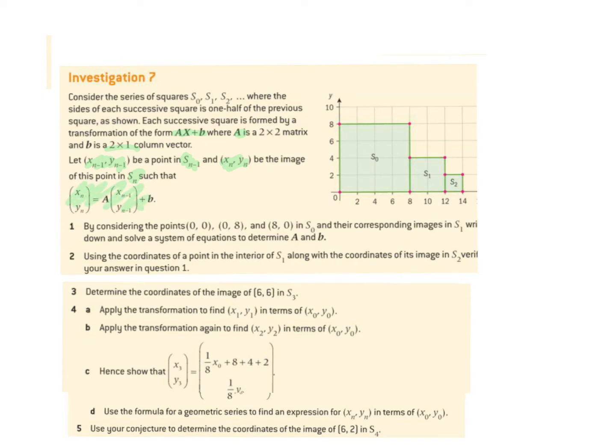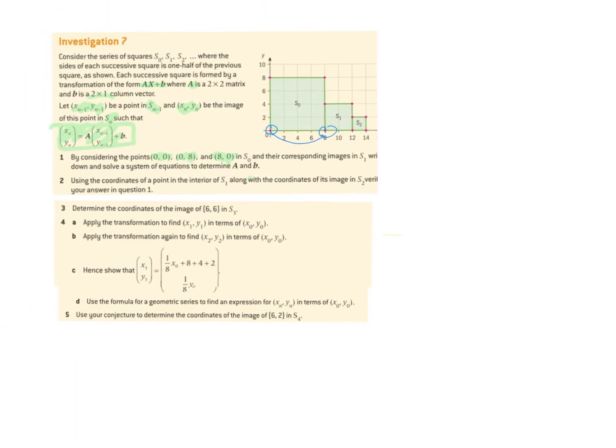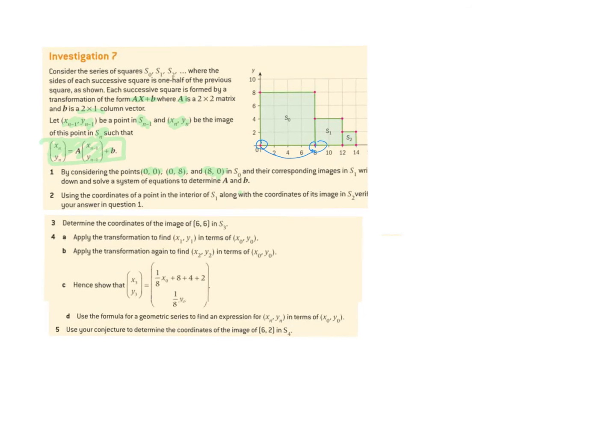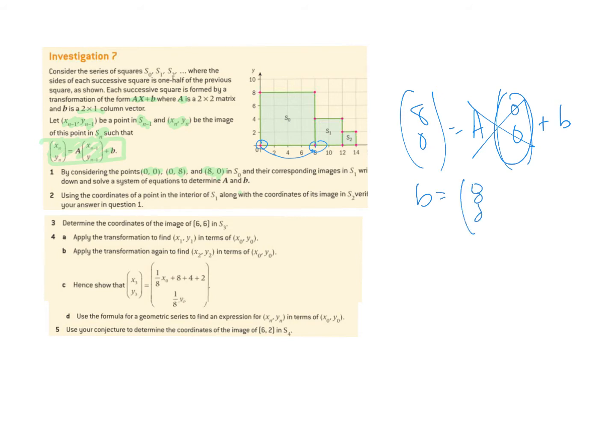And the investigation actually says by considering these 3 points. Okay, so it gives you a direction where to go. So using those points and this scenario here, I want to see where in the world does 0, 0 go? Well, it goes to here. So using that idea, I can start off by saying that 8, 0 is the image, is A times 0, 0 plus B. All right, and so when I do this, I know that anything times 0 goes away, and so the matrix B is 8, 0.